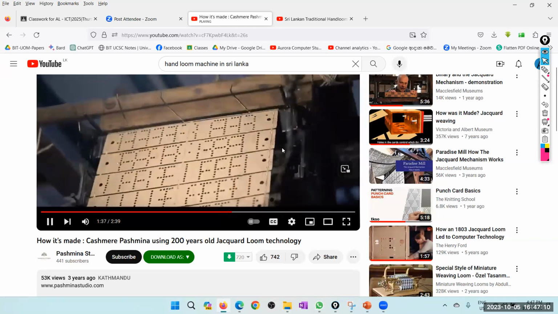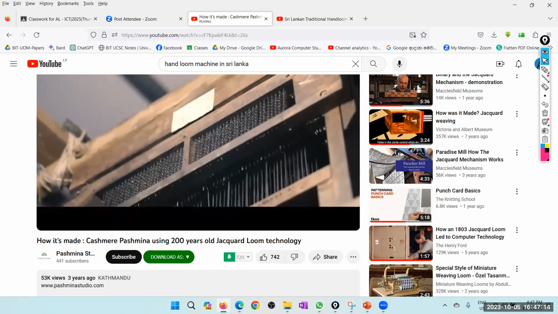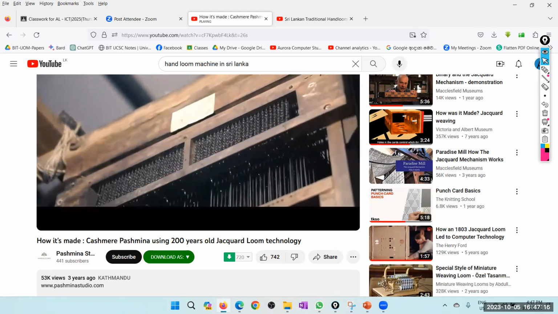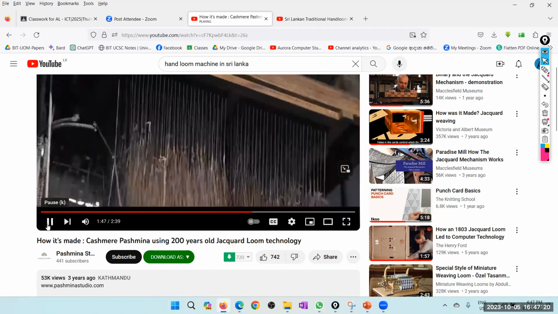You can see the pattern, and it allows the hooks to pass. So whether it's hooked into the punch or not determines the pattern. Now, what is the advantage? There are two advantages.